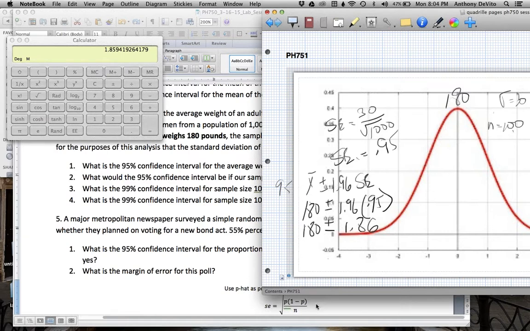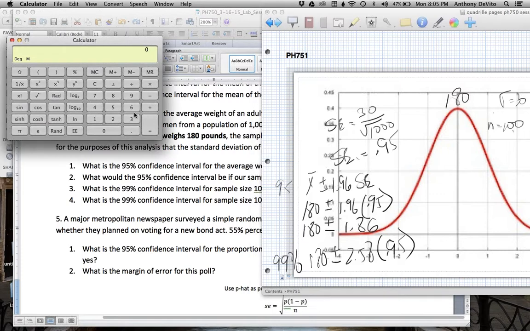What's the only thing that's going to change here for our 99% confidence interval is going to be our z-score. 180 plus or minus 2.58 times 0.95, right? And that's for our 99% confidence interval. Let's calculate that.